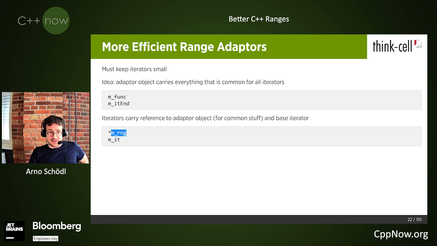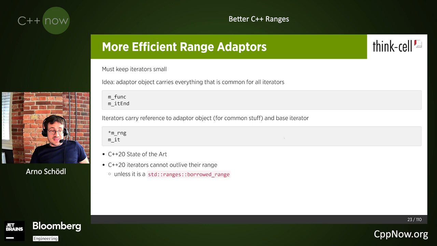Now, that's what C++20 is doing. As a consequence, the C++20 iterators cannot outlive their range. So they're limited by their lifetime, by default, to the range that they are iterating over, not unlike with containers. And there's a special trait where you can opt out if you know that your range is only using iterators pointing to some base range and you're not adding any data to it. This trait will tell you, no, that's okay, you can actually have the range go out of scope. But by default, the iterator lifetime is limited to the lifetime of the range.